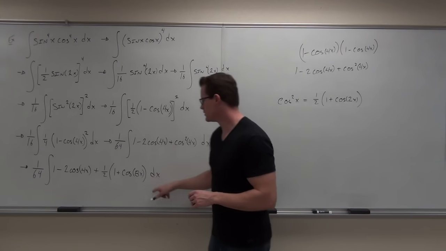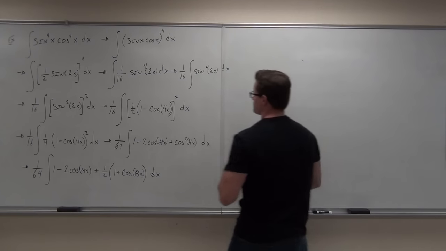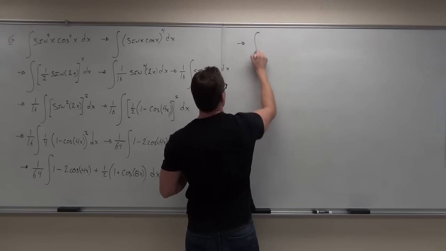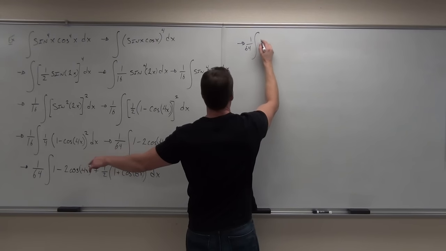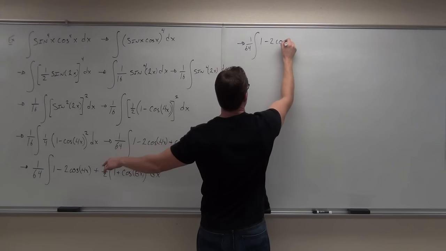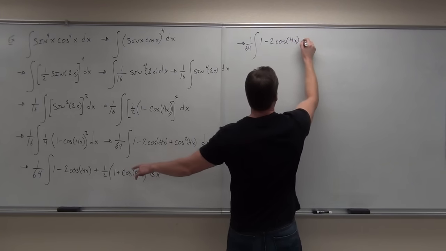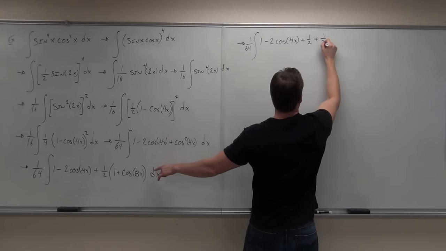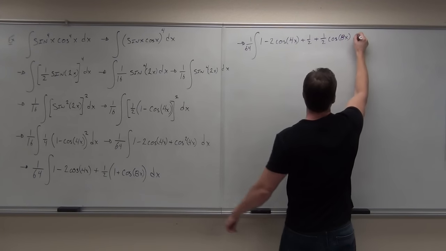What are you going to do here? Let's do it. We want to make our integral as nice as possible before we actually integrate. So we got 1/64th, we're going to have 1 minus 2 cosine 4x, don't lose track of that 4x, plus 1 half plus 1 half cosine 8x dx.